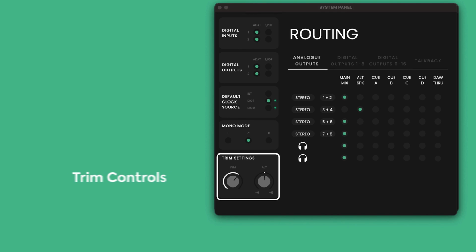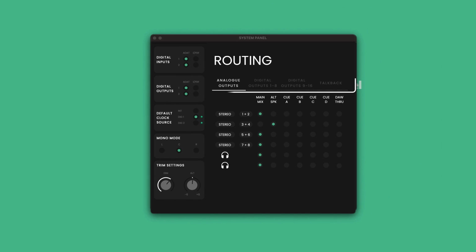Finally, at the bottom there are trim controls, where you can adjust the amount the outputs are reduced by when you activate dim, and where you can adjust the level of your alt speaker outputs so they sound consistent when you switch between speakers. And now we move on to the routing panel.